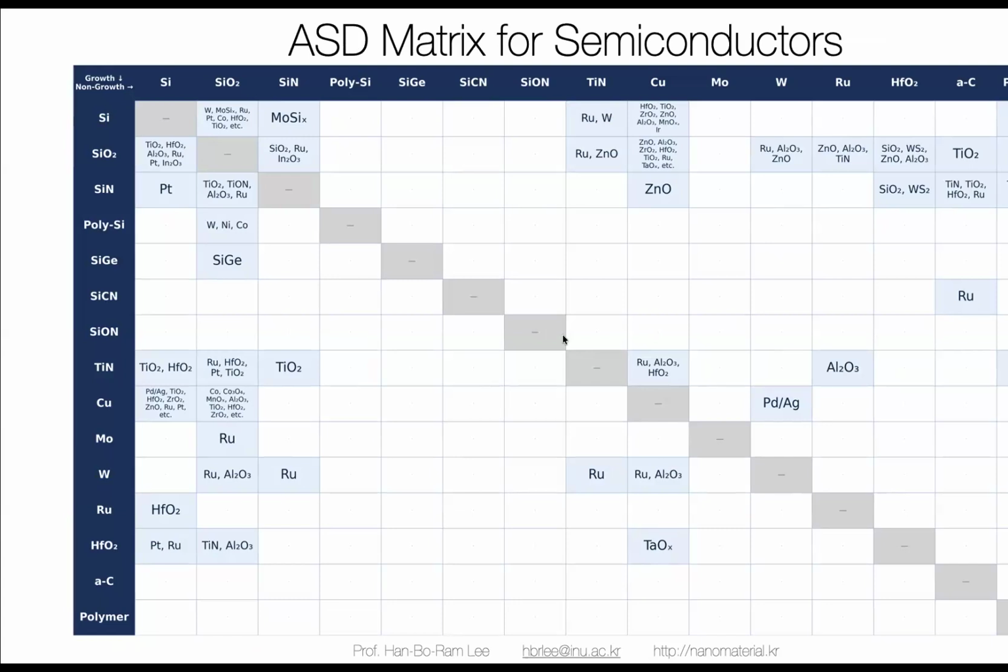And then you may realize that silicon and silicon germanium are the most important materials to realize the real three-dimensional structure fabrication. But there is no report about selective growth on the silicon and silicon germanium surface. So that is really important and very impactful research.